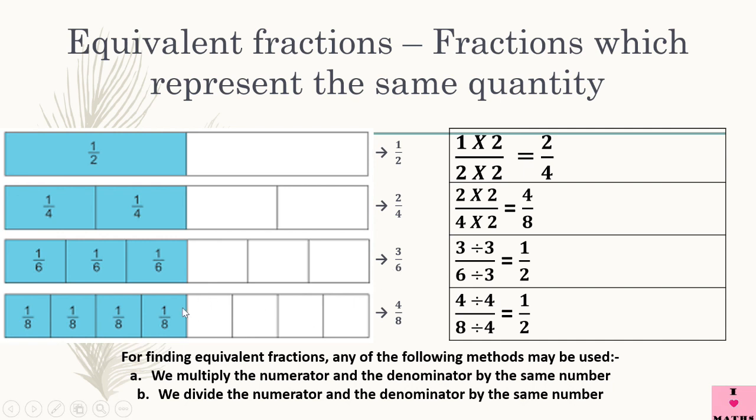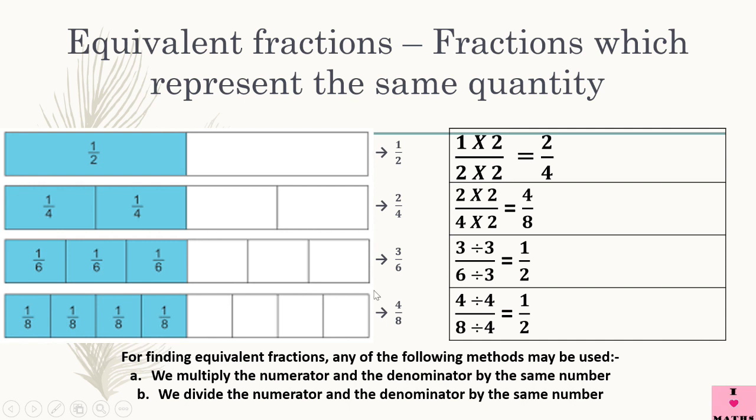In the last bar, I have divided the bar into 8 equal parts. 1, 2, 3, 4, 5, 6, 7, 8. And each part is 1/8 of the total bar. So this is 1/8, 1/8, 1/8, 1/8, 1/8, 1/8, 1/8 and 1/8. I have shaded 4 parts out of the 8 parts. So the fraction for the shaded part is 4 upon 8.